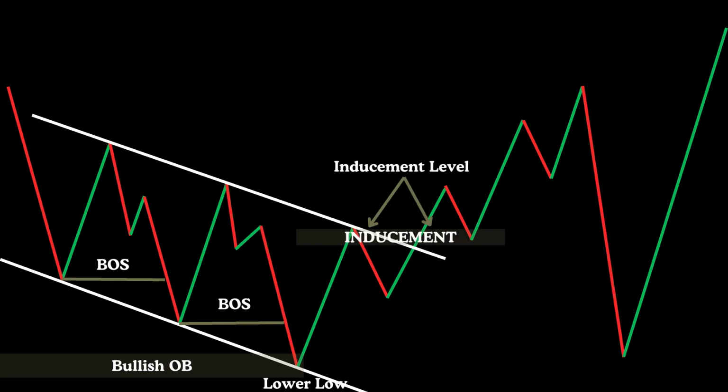At this point, it's very likely that many retail traders, especially those who trade based on chart patterns, will anticipate a reversal and open short positions right at the touch of the channel's upper line.